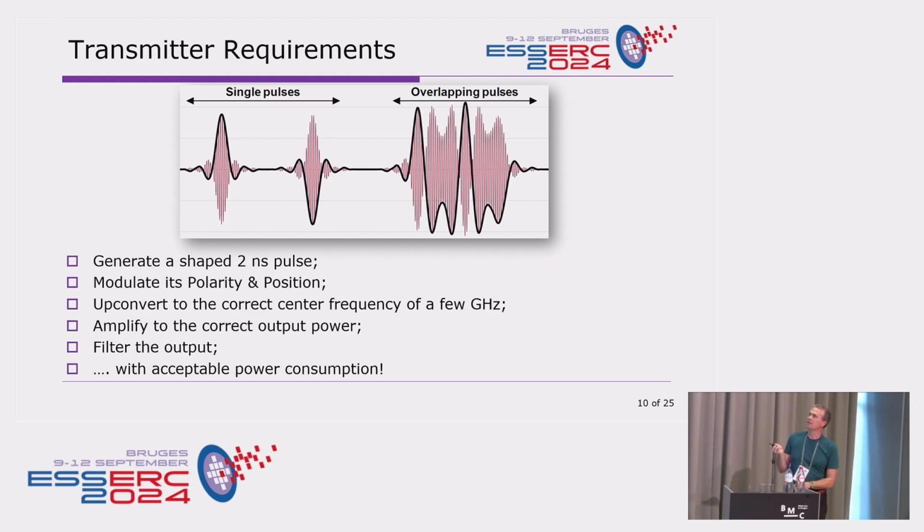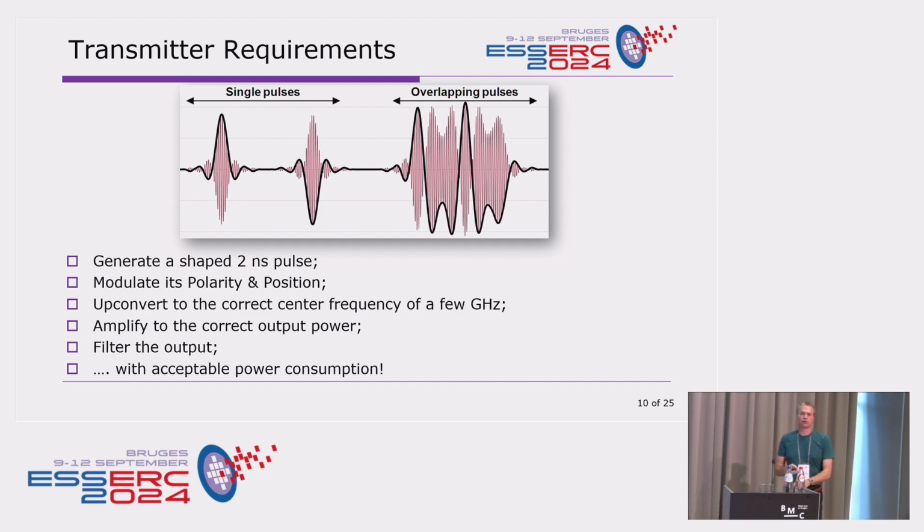It should modulate its polarity and its position. Remember, we want to transmit data across this channel as well. We can make positive pulses and we can make negative pulses, and we can make trains of pulses, and those pulses can be partially overlapping. There's a little bit of extra difficulty, but nothing that can't be solved. The pulse is the slow outline here that's marked in black. The RF frequency of a few gigahertz is here drawn in red.